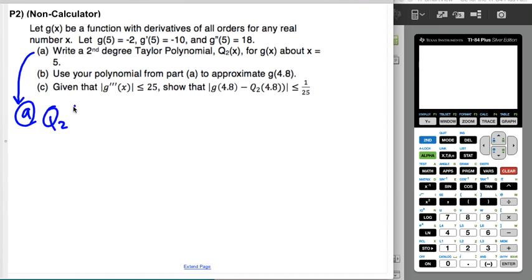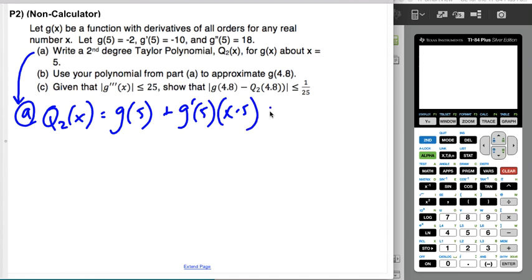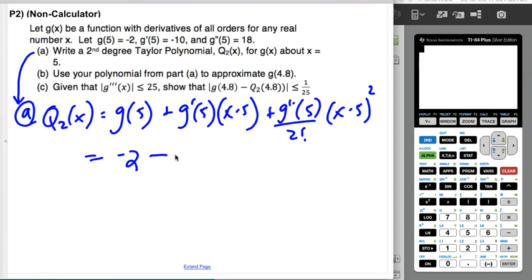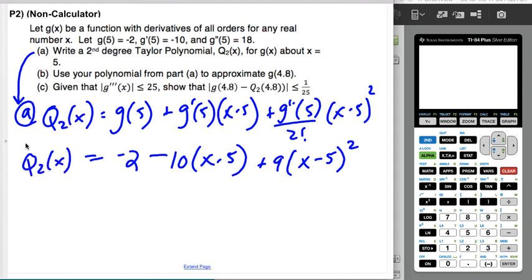So q sub 2 of x is going to be g of 5 plus g prime of 5 times an x minus 5, right? Plus g double prime of 5 divided by 2 factorial times an x minus 5 quantity squared. And then I'm just going to use the values I was given, right? I was given g of 5 as a negative 2. I was given g prime of 5 as a negative 10, right? And I was given g double prime as an 18, so that'll be an 18 over 2, which would be a 9. All right, so there's my q sub 2 of x, right? So that was the first thing I was asked to do.